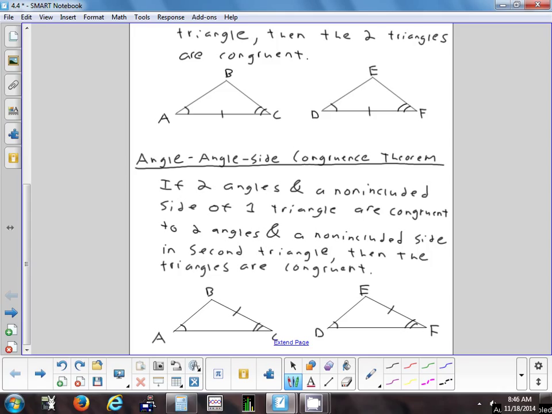All right, so I think the first thing we'll do is prove that theorem. And you can prove it using any of the other postulates we already have: side side side, side angle side, or angle side angle. Those are all postulates. And in fact, we'll use one of those to prove this one.